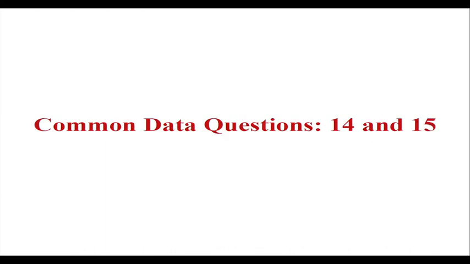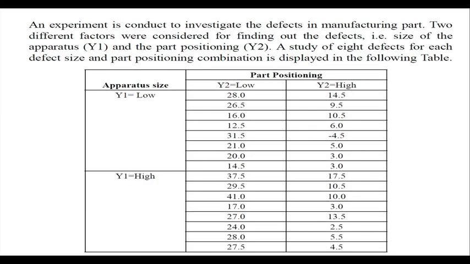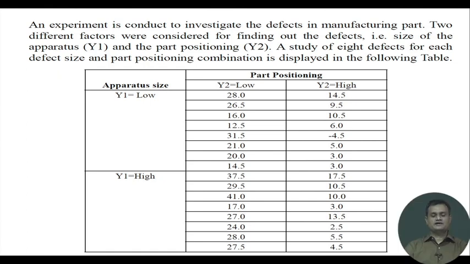There is a common data question 14 and 15, and what you can see here is that an experiment is conducted to investigate the defects in a manufacturing part. 2 different factors were considered for finding out the defects. That means size of the apparatus Y1 and the part positioning Y2. A study of 8 defects for each defect size and part positioning combination is displayed in the table.